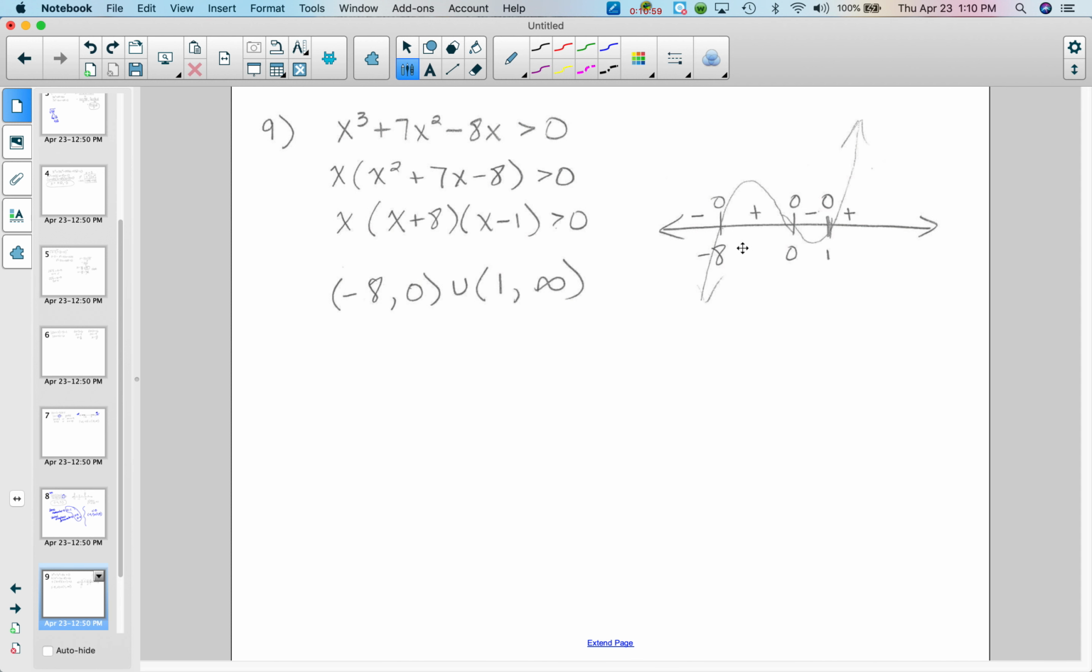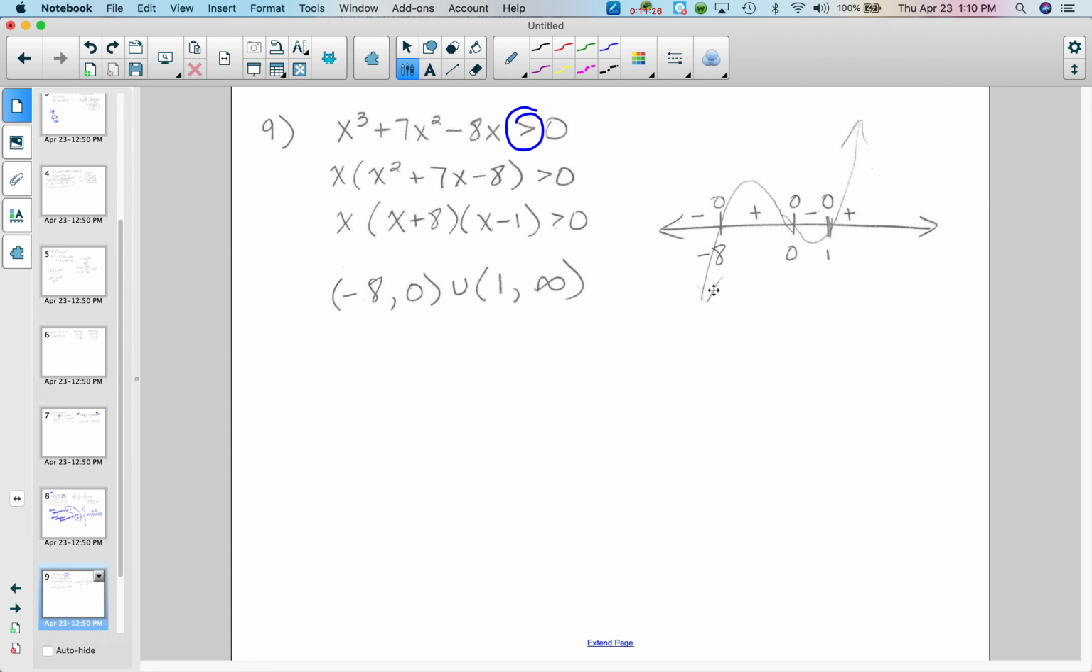Pick something between negative 8 and 0. It doesn't matter what. You can pick a negative 2 if you want. So if I pick a negative 2, I'm going to have a negative times a positive times a negative, which is going to give me a positive response, so I put a positive. So this is one way, continuing that. I'm looking now where it's positive, so you find where you've marked it positive. So it's from negative 8 to 0, which I marked, union from 1 to infinity, and I marked that.